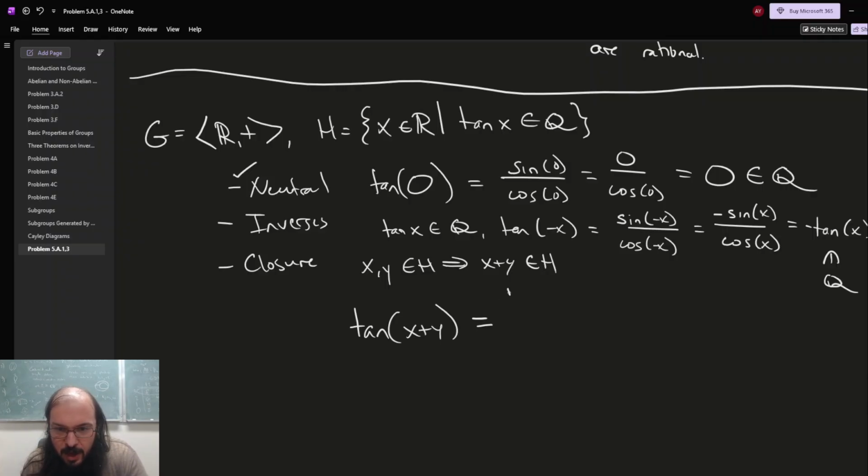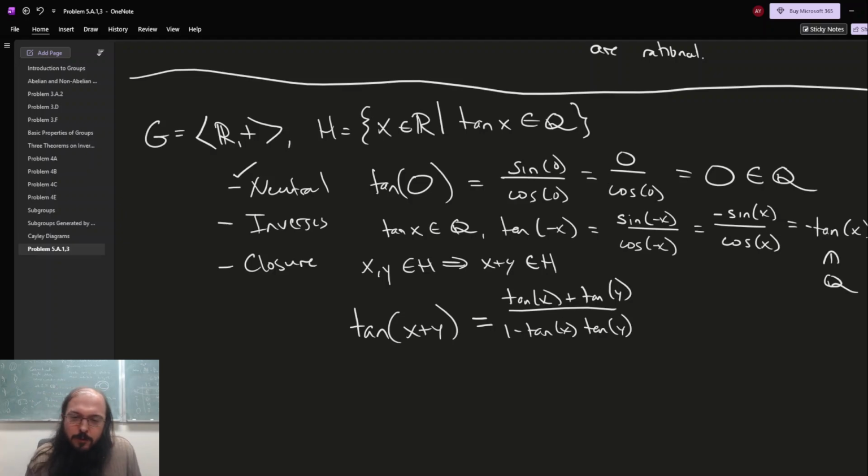But in any case, the angle sum rule is tangent of x plus tangent of y over 1 minus tangent of x times tangent of y. And this is a whole big mess. But let's just sort of stare at it for a moment and unravel what's going on here. x and y are in H, and so their tangents are rational. So the top of this is a sum of two fractions. The bottom is 1 minus the product of two fractions. And the question is, is this resulting thing a fraction?